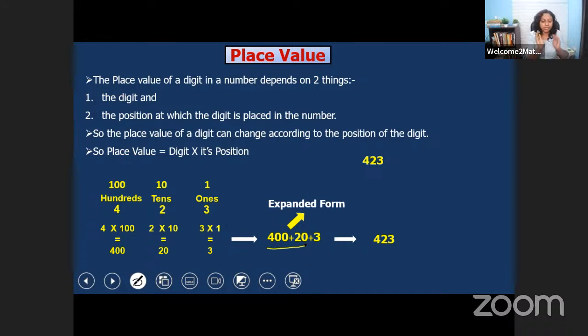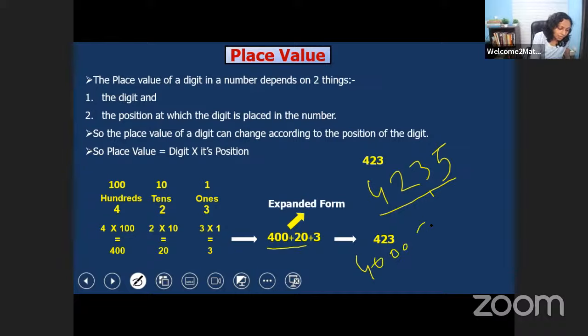Similarly, if you have a 4-digit number, for example, 4, 2, 3, 5, then how can you do this? At first 4,000, then 200, then plus 30 plus 5. In this way, we have to write the expanded form and we have to find out the place value.